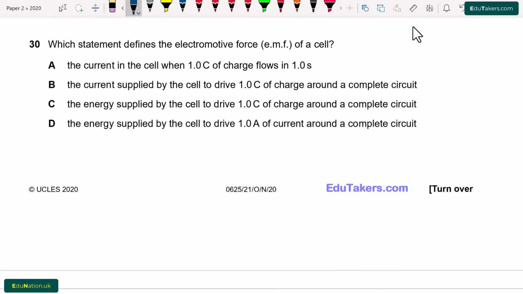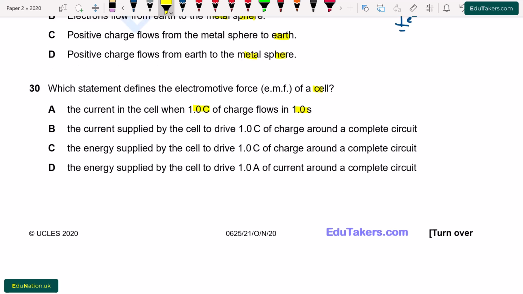Question number 30. Which statement defines the electromotive force EMF of a cell? Option A. The current in the cell when 1.0 coulomb of charges flow in 1 second. So this is basically the definition of ampere. Option B. The current supplied by the cell to drive 1.0 coulomb of charge around a complete circuit. C. The energy supplied by the cell to drive 1.0 coulomb of charge around a complete circuit. D. The energy supplied by the cell to drive 1.0 ampere of current around a complete circuit.